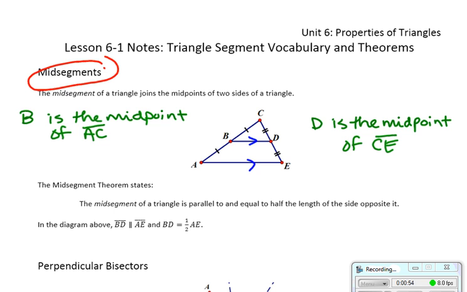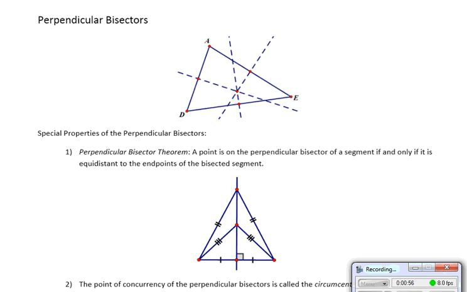Now let's move on to perpendicular bisectors. We already know what a perpendicular bisector is. It's a segment that is both perpendicular to a side and bisected. So this segment right here would be perpendicular to the side AD and would bisect that side so that those two segments would be congruent.